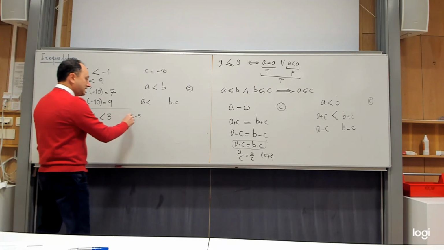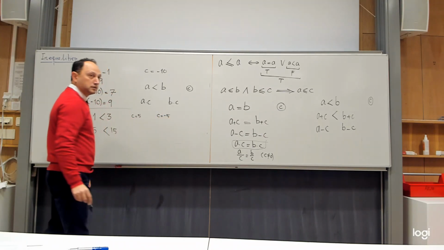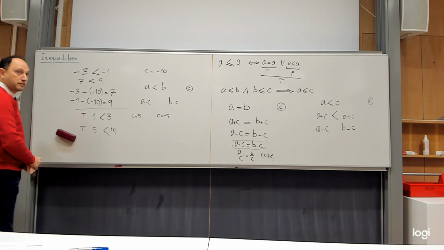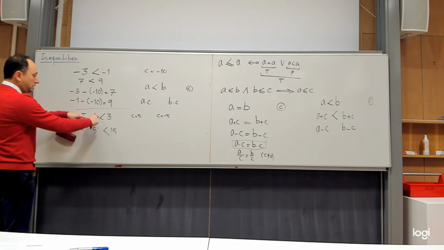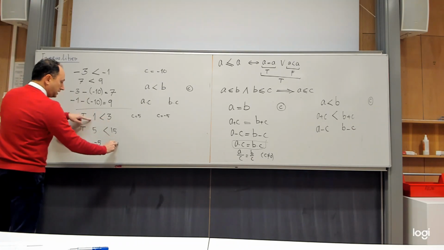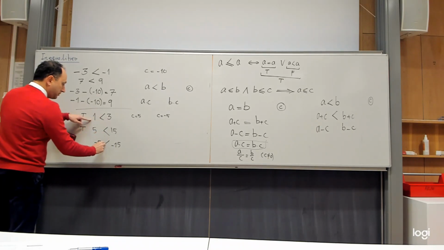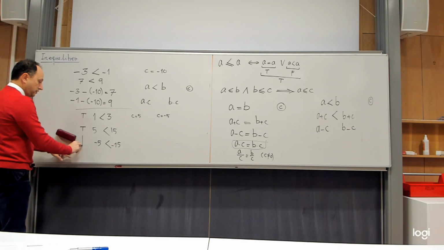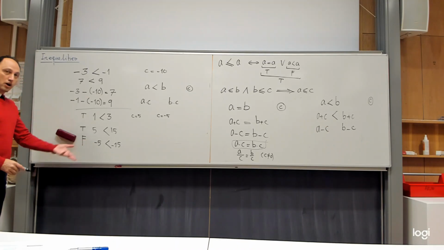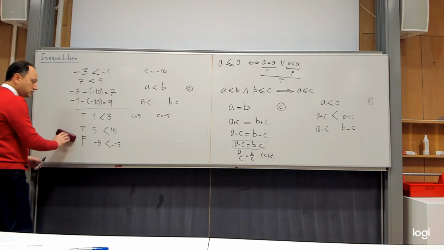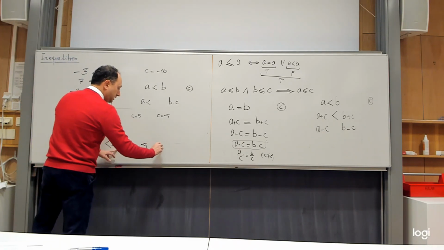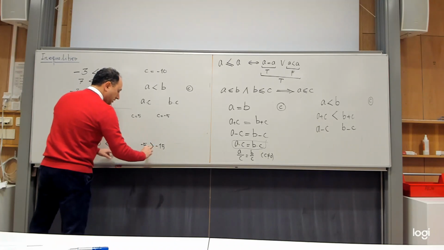But let me change C from 5 to minus 5. Okay? So this was true. This is still true. But now let me multiply this by minus 5, so it becomes minus 5, and multiply this by minus 5, it becomes minus 15. If I insist on keeping this, it is false. Yes? Okay, can I make it right? Yes, I can make it right. Minus 5 and minus 15, but I need to swap the sign.